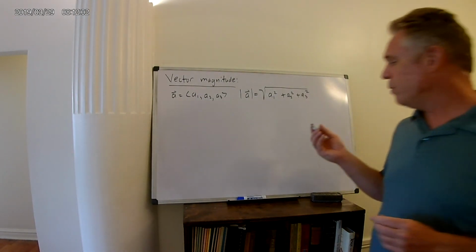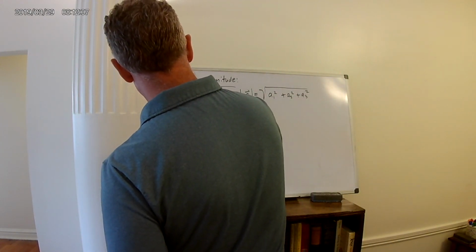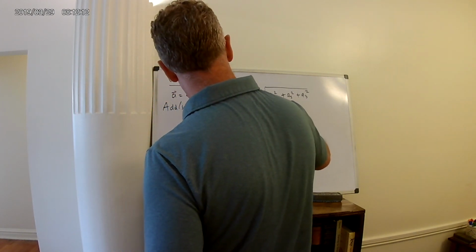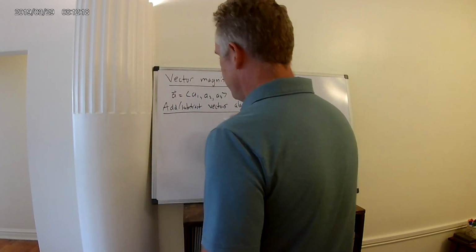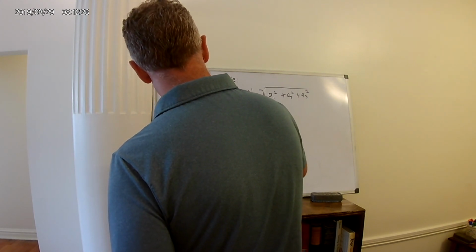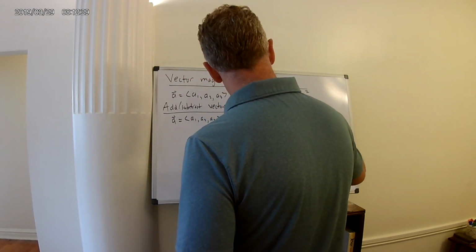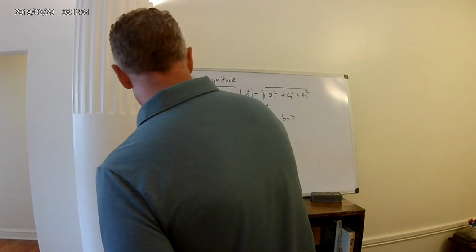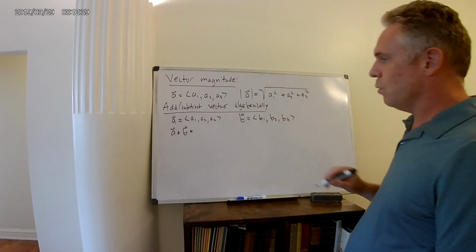Okay, let's do a couple other operations. How do we add or subtract vectors algebraically? In other words, if I have 2 vectors, A equals A1, A2, A3, and I have another vector B, which has components B1, B2, and B3, okay. If I'm interested in the vector A plus B, what is this vector in terms of components, or A plus or minus B?